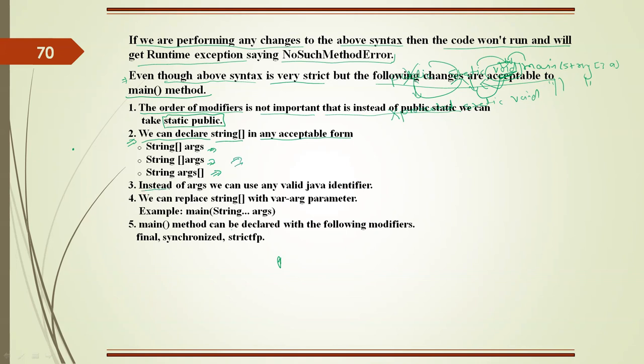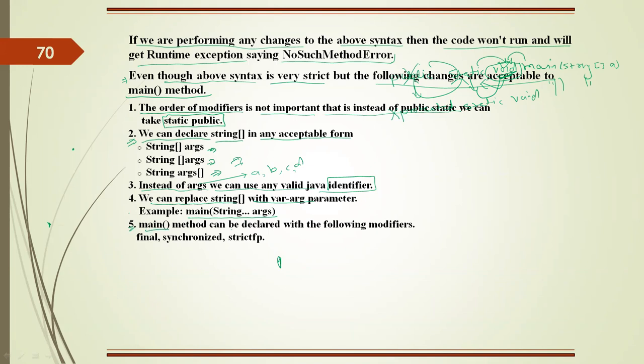Number three: instead of args, we can use any valid Java identifier. Instead of args, you can use A, B, C, D, whatever you want. Can we replace String array with a vararg method? Yes, we can, like that. I think in the vararg methods video, I have shown you how to use it.